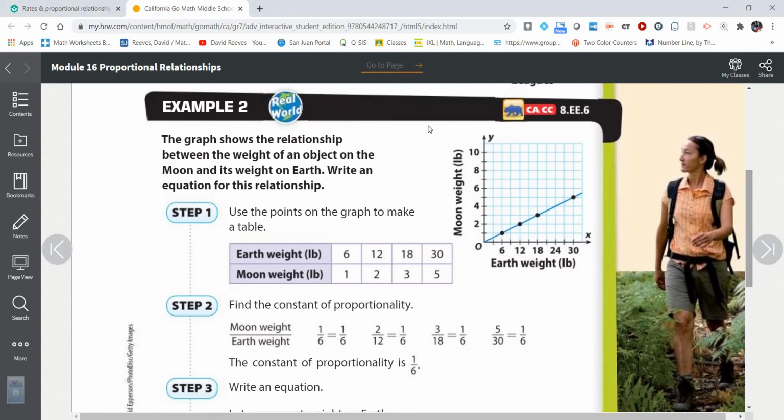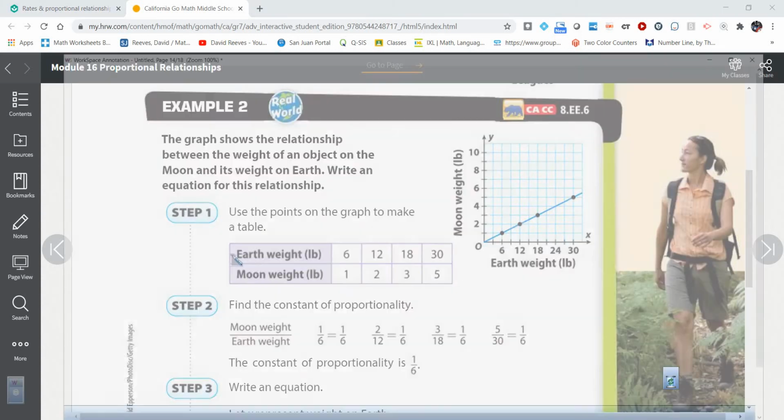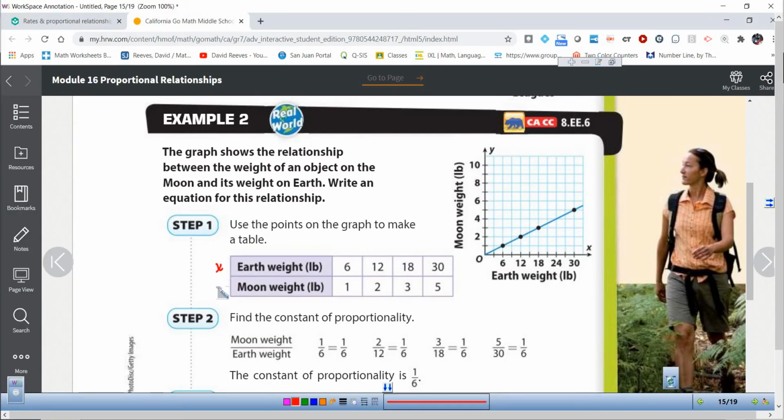Okay, so if you take a look at this one, I wanted to talk about this one because we need to remember that the y value does not always have to be greater than the x value. Okay, if you're comparing your weight on Earth to your weight on the moon, right? You weigh less on the moon because the force of gravity is less. You will float away.